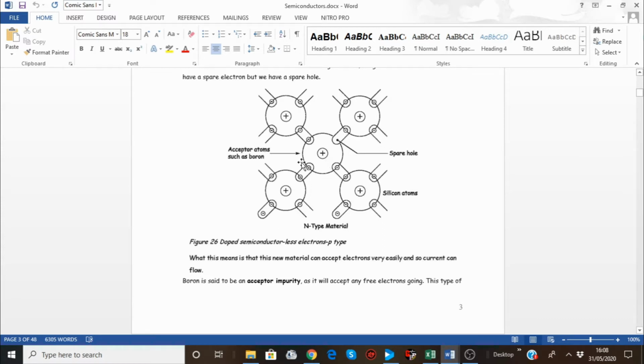Now, this one is the atom. Inside here, you have the atom of a good acceptor, because you have a hole here, a spare hole, rather than having a spare electron, extra electron, free electron. You have an electron missing, which is a spare hole, which makes it a good acceptor atom, such as boron. And this is a p-type material. This is a mistake here. It should be p-type material.